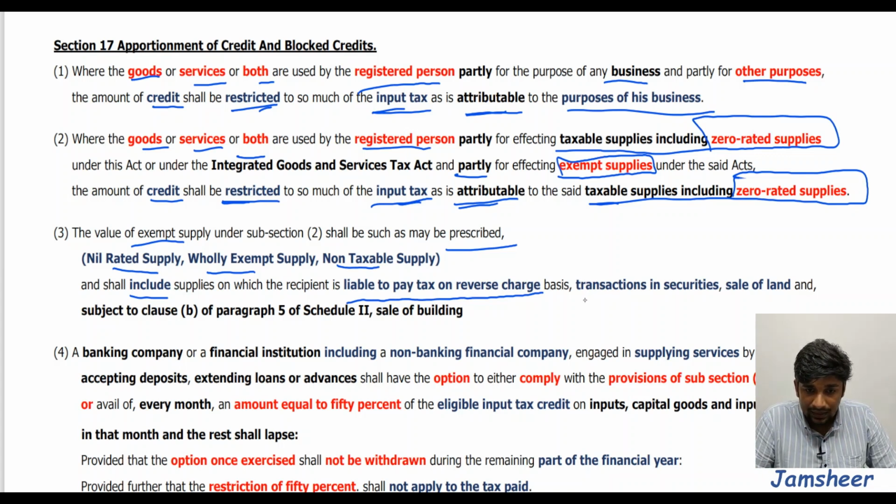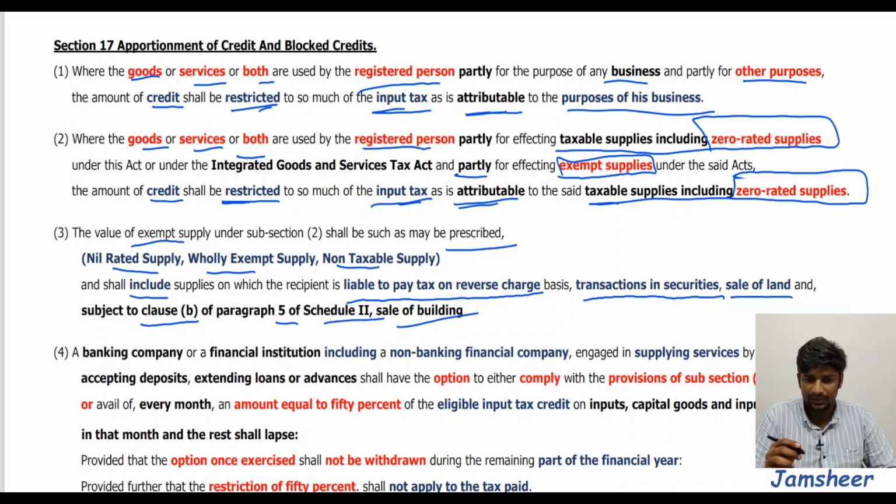And transactions in securities will be considered exempted supplies, and sale of land, but subject to clause B of paragraph 5 of Schedule 2, sale of building. That has to be considered while considering sale of land.